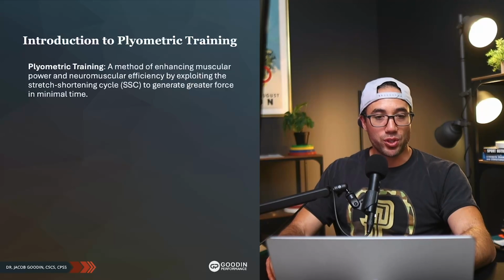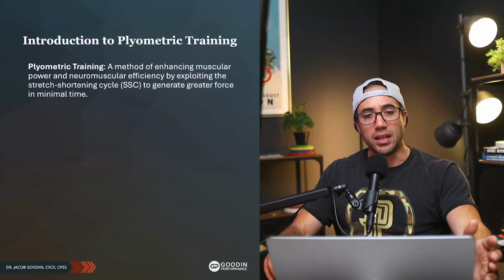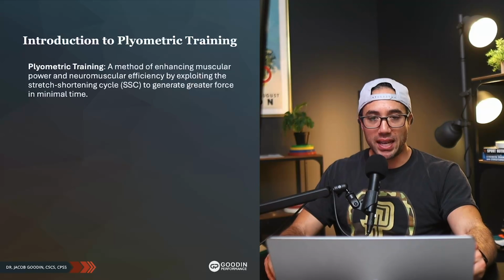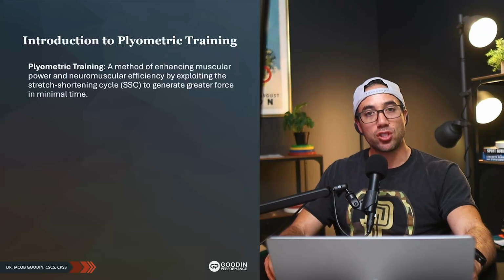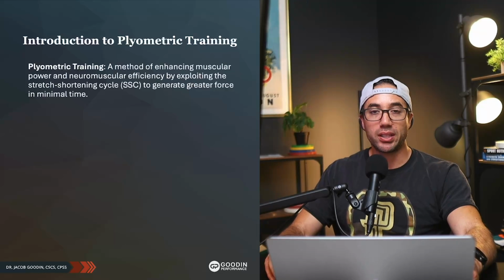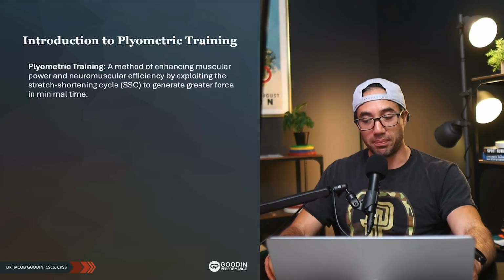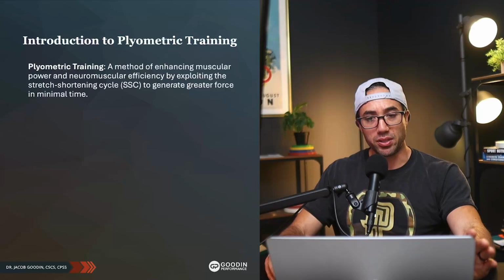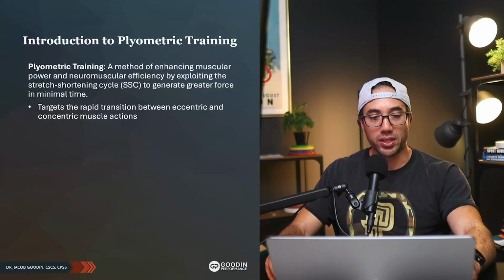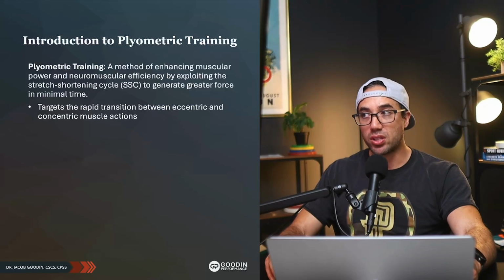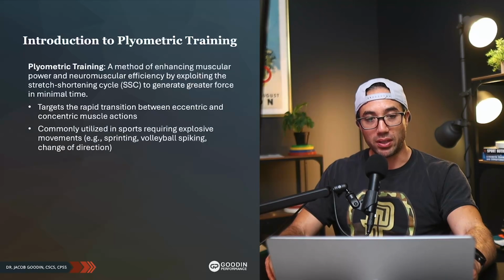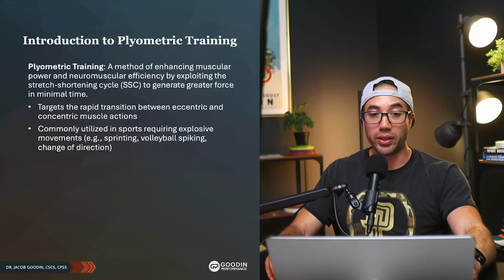So, introduction to plyometric training. Let's define it. Plyometric training is a method of enhancing muscular power and neuromuscular efficiency by exploiting the stretch shortening cycle to generate greater force in minimal time. The minimal time part there is important, and that's a key component of plyometrics. So this targets the rapid transition between eccentric and concentric muscle actions. All right, and it's commonly utilized in sports requiring explosive movements like sprinting, volleyball spiking, change of direction in any sport.